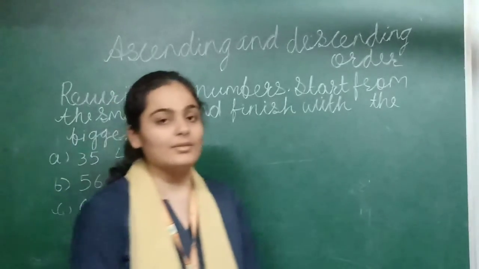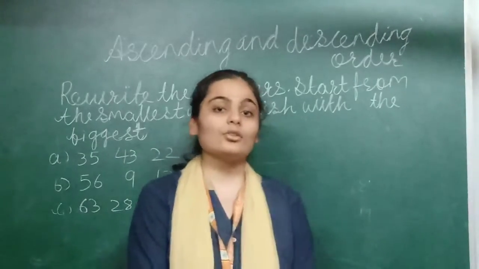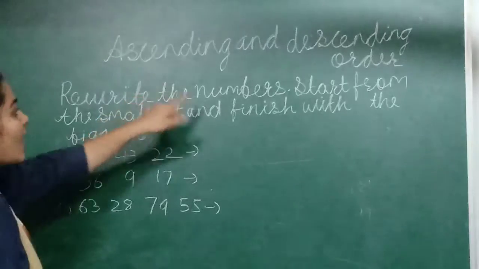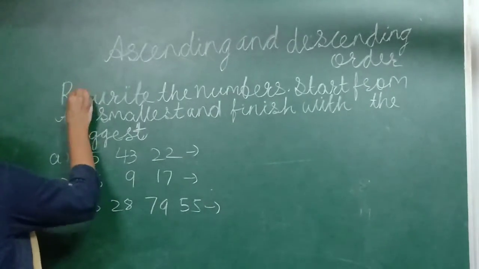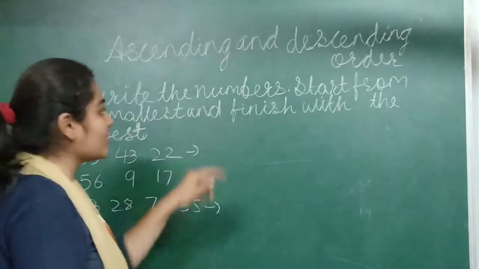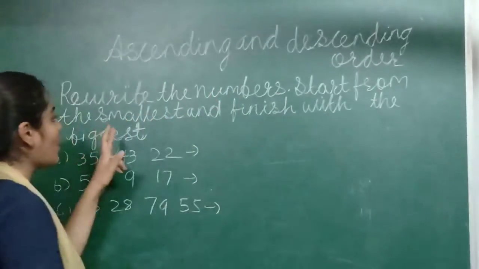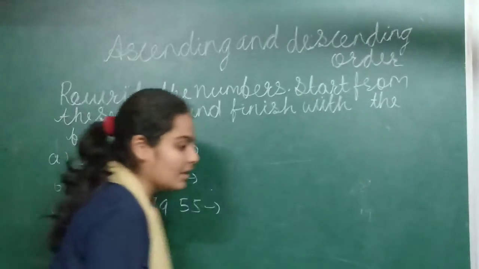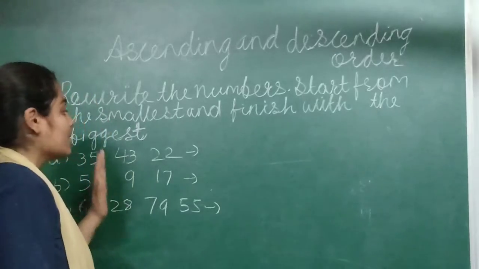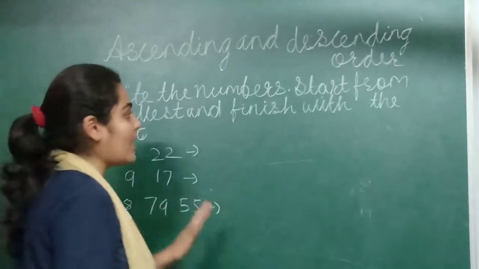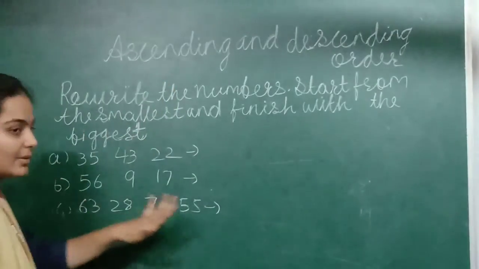Okay students, so now we will learn ascending and descending order. What is written in the exercise? Rewrite the numbers. Start from the smallest and finish with the biggest. Here what do we have to do? We have to start with the smallest number and end with the biggest number from among the numbers.